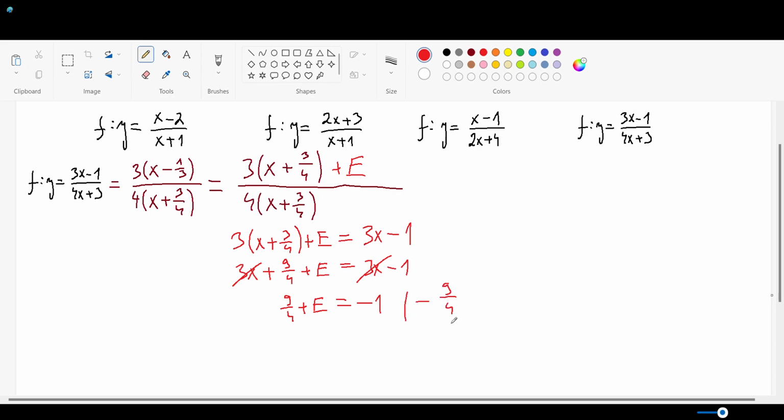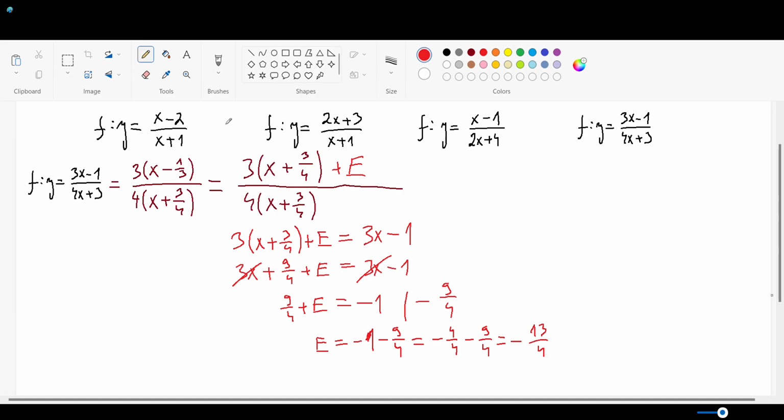We take 9 over 4 from both sides, so e must be equal to -1, take away 9 over 4, which is -4 over 4. And as you can see, we do the same thing like we do here, but sometimes you do it faster, because you know number 1 can be represented by the fraction 4 over 4, so it will be -13 over 4. So the number we are looking for here is -13 over 4.